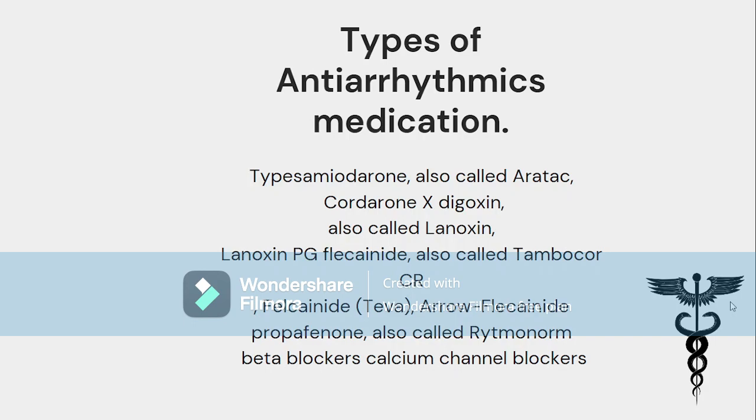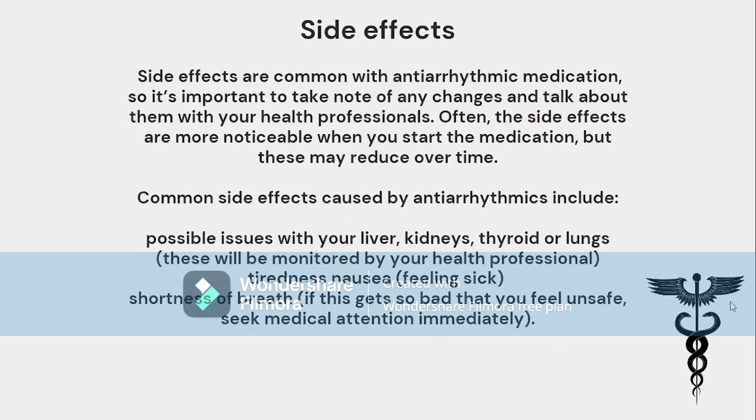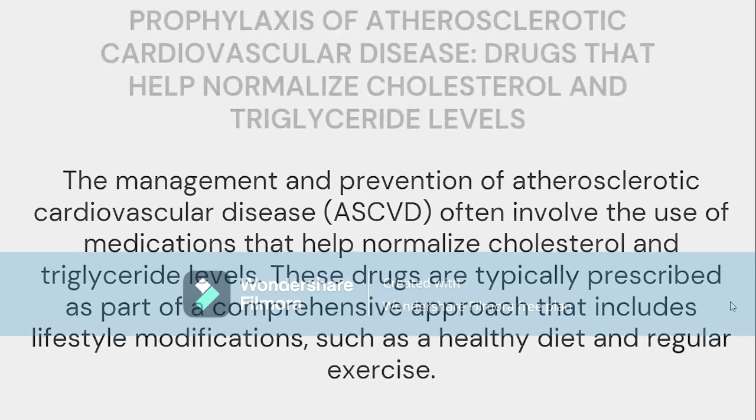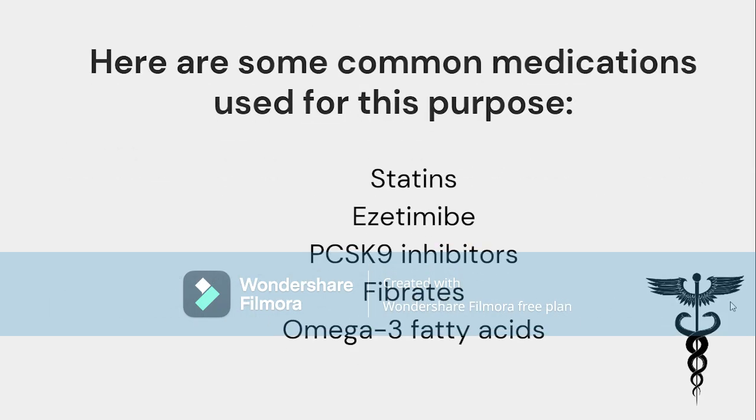Prophylaxis of atherosclerotic cardiovascular disease: drugs that help normalize cholesterol and triglyceride levels. The management and prevention of atherosclerotic cardiovascular disease, or ASCVD, often involve the use of medication that helps normalize cholesterol and triglyceride levels. These drugs are typically prescribed as part of a comprehensive approach that includes lifestyle modifications such as a healthy diet and regular exercise. Here are some common medications used for this purpose.